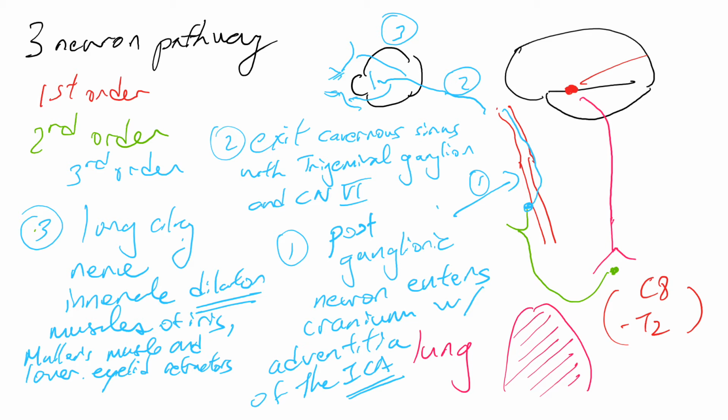And then as it exits and it enters the eye, it follows the long ciliary nerve and innervates the dilator muscles of the iris. But it also innervates two eyelid muscles. The first is it innervates Mueller's muscle, which is in the upper eyelid, and it also innervates the lower eyelid retractors.